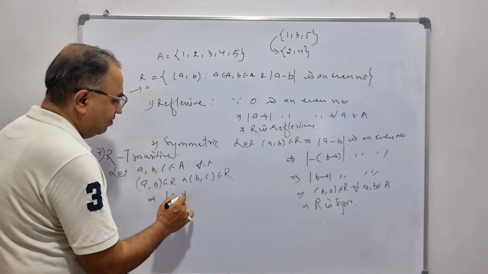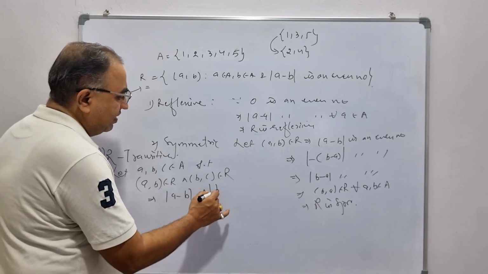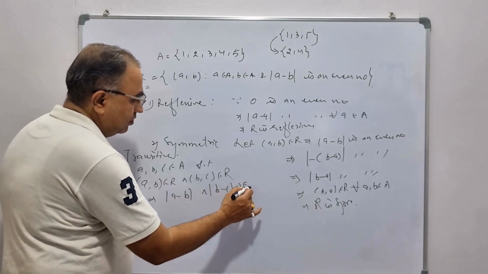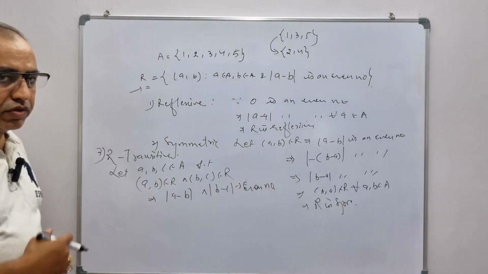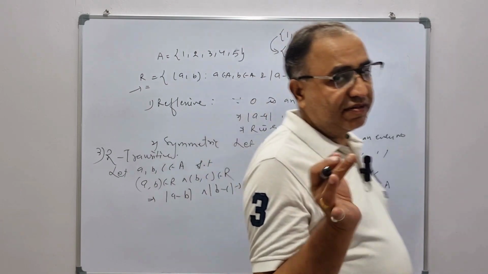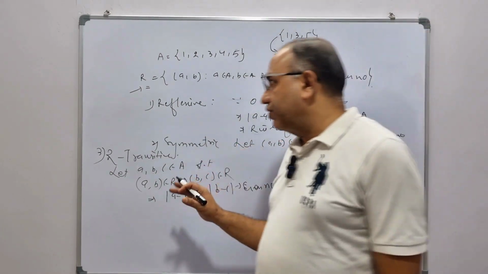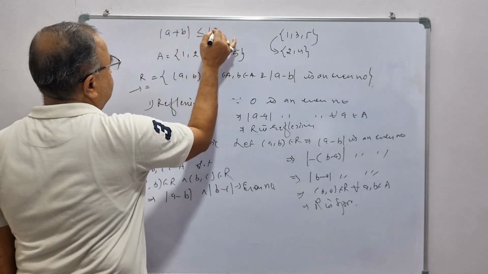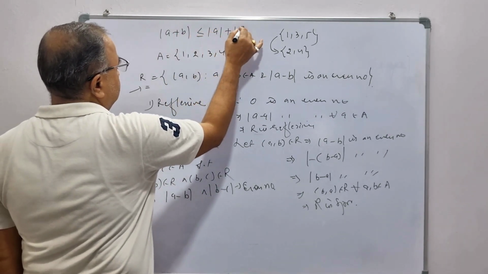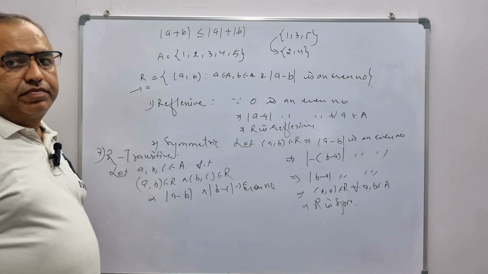It means mod a minus b and mod b minus c both are even numbers. Now how to eliminate b? You can't write that mod a plus mod b is equal to mod a plus b. You know the inequality: mod a plus b is always less than or equal to mod a plus mod b.